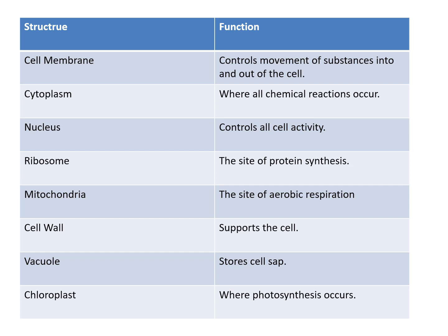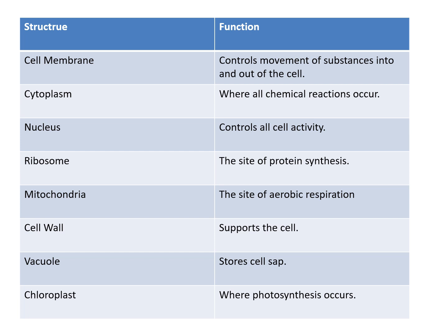So looking back in the last few weeks, we should now know the following cell organelles. The cell membrane controls movement of substances into and out of the cell. The cytoplasm is where all chemical reactions occur in the cell. The nucleus controls all cell activity. The ribosomes are the site of protein synthesis. The mitochondria is the site of aerobic respiration.